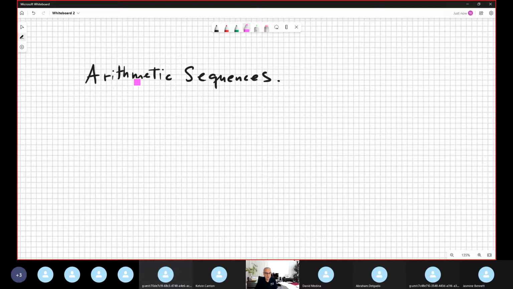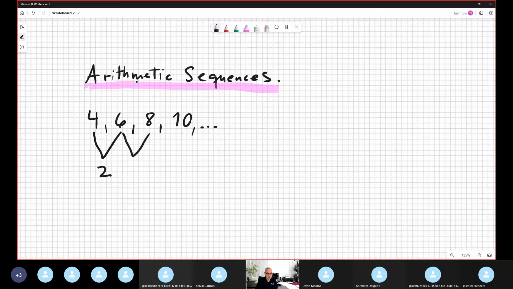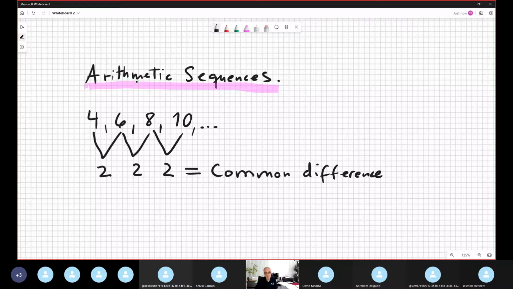One example of an arithmetic sequence is, for example, suppose 4, 6, 8, 10. You can see in this sequence, you subtract: 6 minus 4 is 2, 8 minus 6 is 2, 10 minus 8 is 2, it's always 2. And this is called a common difference. We call it D, little d, common difference.